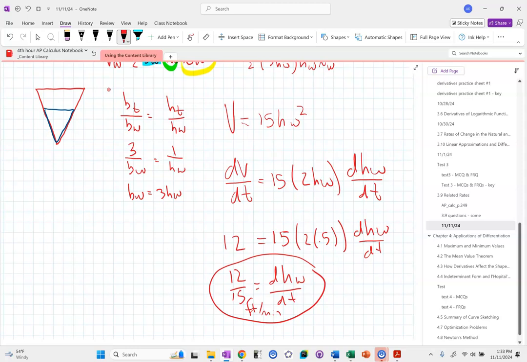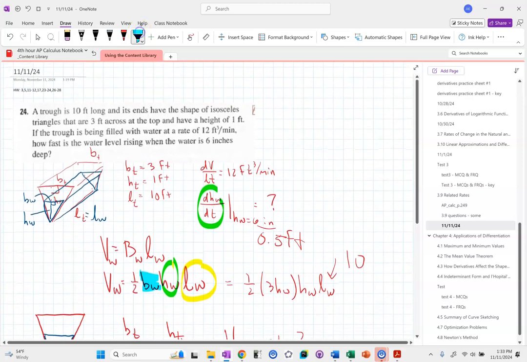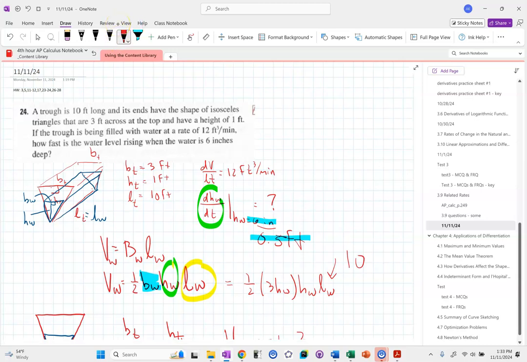Where do you get 0.5? Well, it says that HW is 6 inches, so I had to convert it to feet because all the other units were in feet. Or I could have converted all the other units to inches, but, ugh, right? Give me 1 conversion versus 5. But I had a unit mismatch going on.